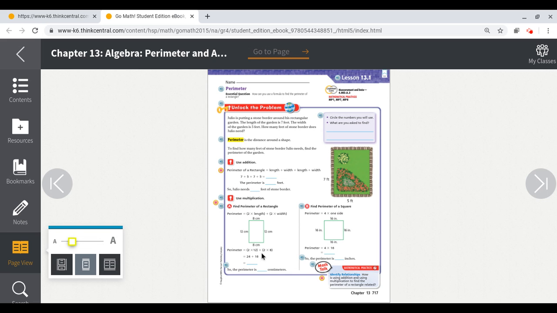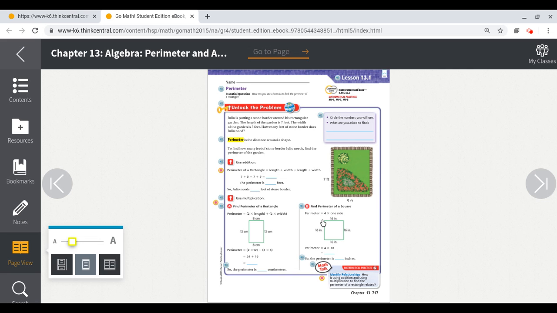So you have 2 times 12 plus 2 times 8. 2 times 12 is 24, plus 2 times 8 is 16. Add those together and you have your perimeter. So that would be finding the perimeter of a rectangle using multiplication and then adding together your 2 times length and 2 times width. That is for a rectangle.